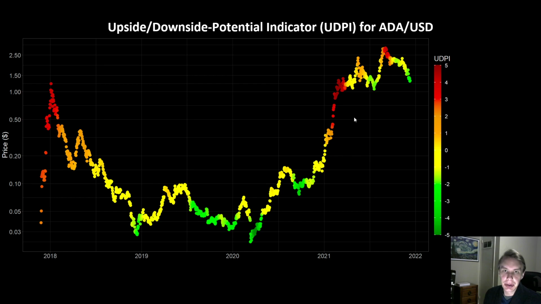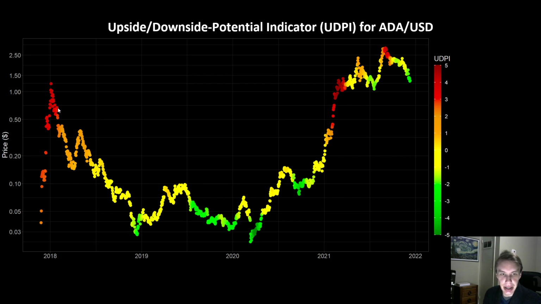So what I'm showing you here first to get us started is just the price action of ADA over time, color-coded to the output of our risk model, the UDPI, or Upside Downside Potential Indicator. Each dot here is a day, and each day is color-coded based on the output of our risk model. The more red, the closer to 5, the higher the risk. The closer to dark green, the -5, the lower the risk.